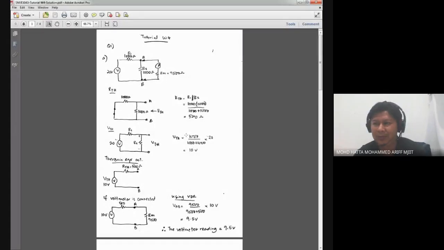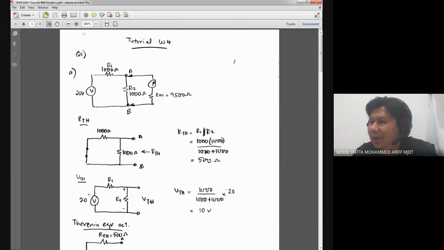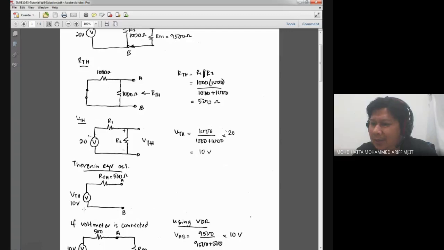Okay, if you look at my solution, Izati, and the rest, I consider that this R2 is kept intact. Okay, and I didn't remove R2 over here. And at the end, what I got is that my VTH is a bit different from what you got in your solution. Can you see the difference?